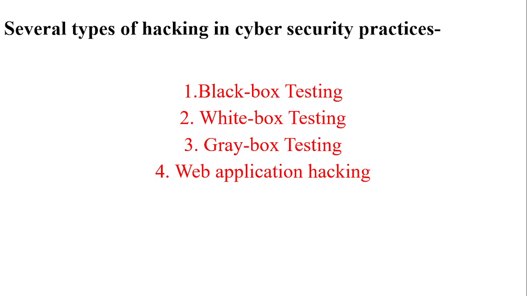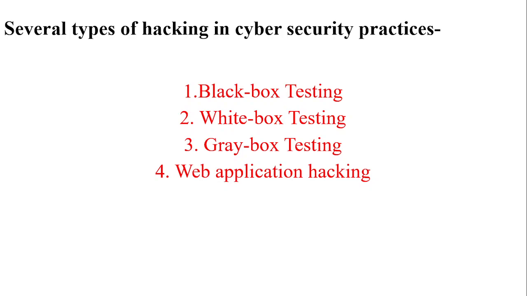Third one is gray box testing. This is a mix between white box and black box. The tester has some knowledge about the system, but not all of it. So they need to use deductive reasoning skills and their technical knowledge to find vulnerabilities within the network that is being tested. Gray box testing includes usability test, performance test and security test.